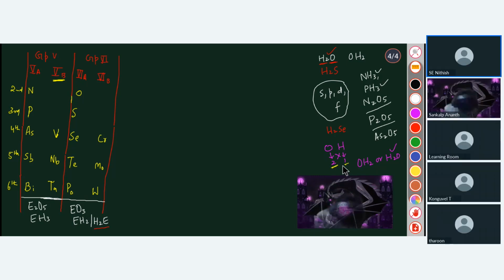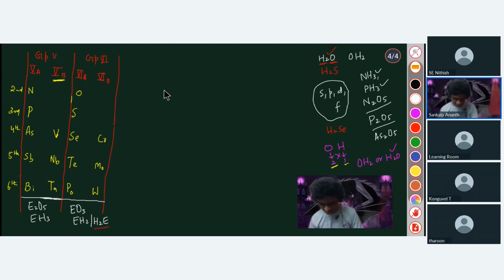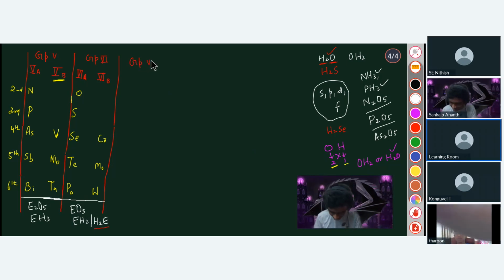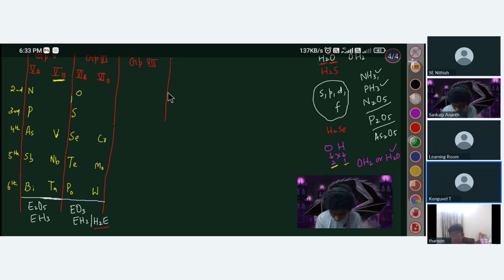I got confused, thinking group six elements have valency six. They actually have 6 valence electrons, but their valency is 2. So tell me, next is your group 7.